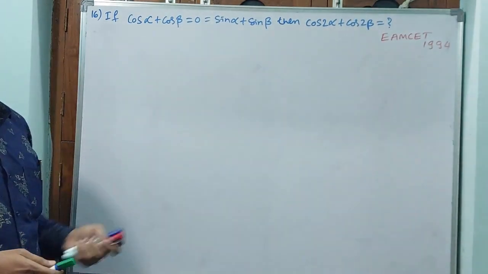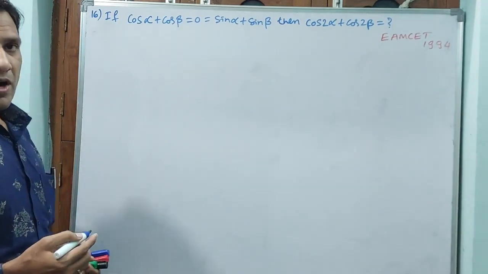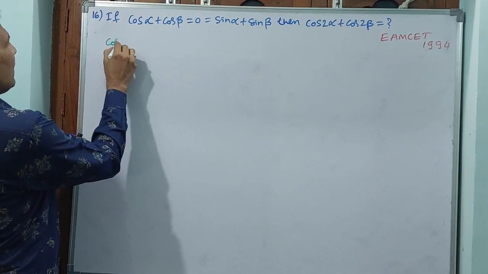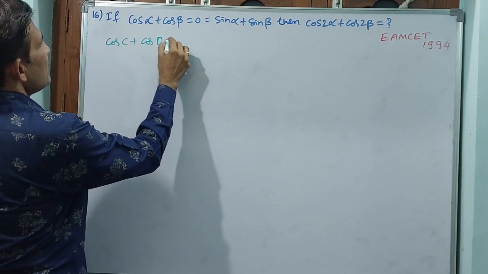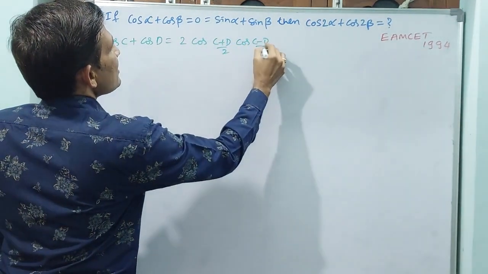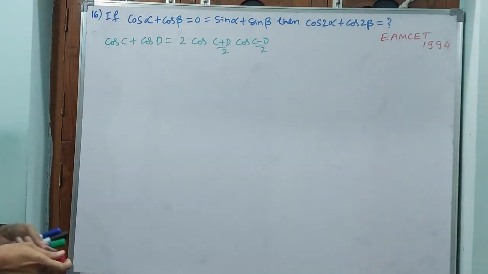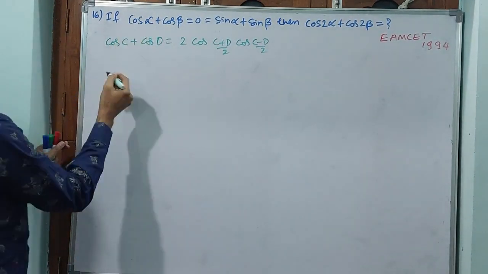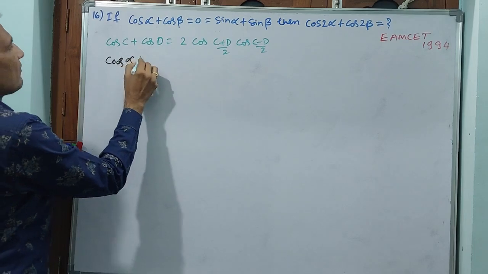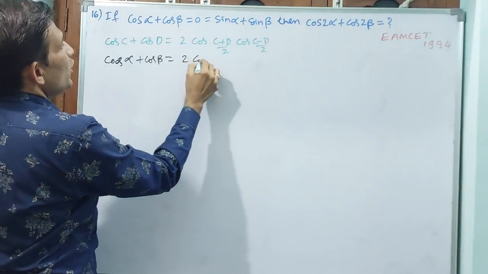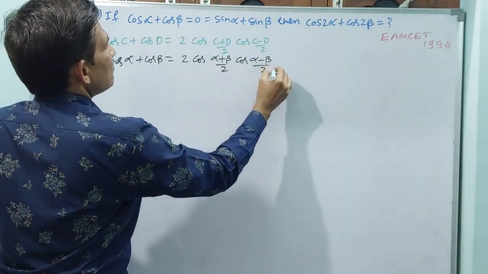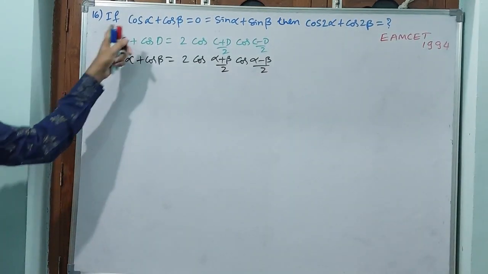We know very well the cos c plus cos d formula: 2 cos c plus d by 2 cos c minus d by 2. Once again I am writing this formula. cos c plus cos d is equal to 2 cos c plus d by 2 cos c minus d by 2. Based on that formula, I am writing cos alpha plus cos beta is equal to 2 cos alpha plus beta by 2 cos alpha minus beta by 2. Is it okay? Definitely okay.